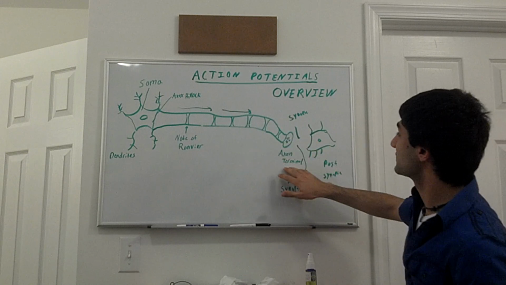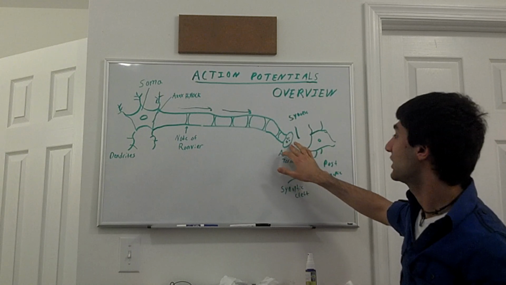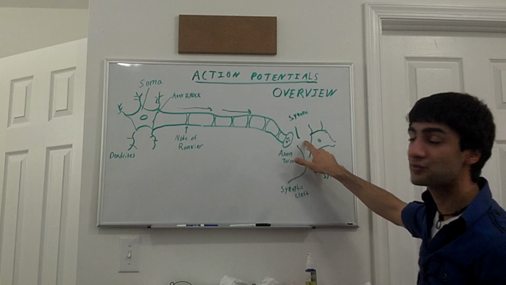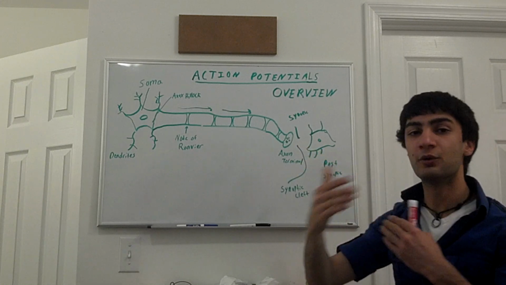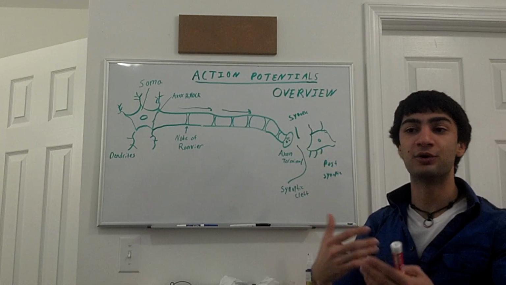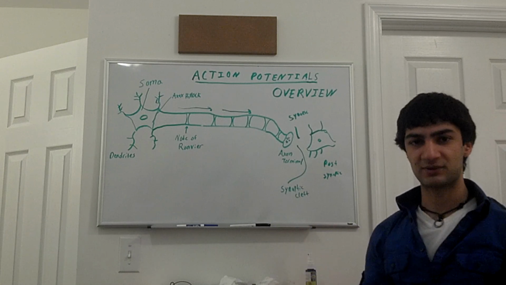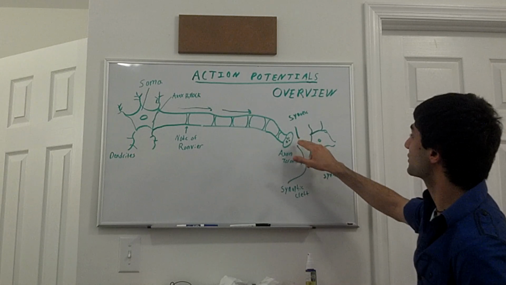And then over here we have the axon terminal, where vesicles are located that contain neurotransmitters, and then they are released into the synaptic cleft, which is the space in between one neuron and another neuron. This is how neuron-to-neuron signal transmission occurs, and we'll talk about that in depth as well. This area right here is called the synapse.